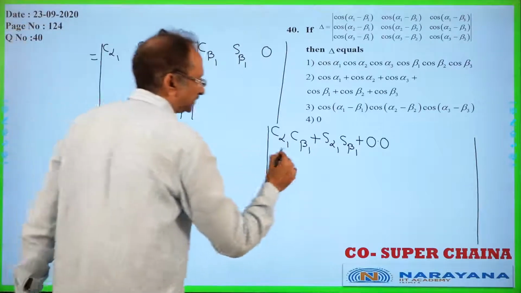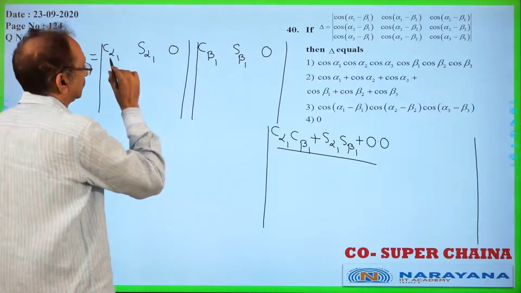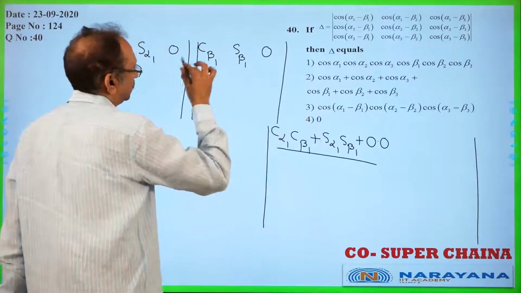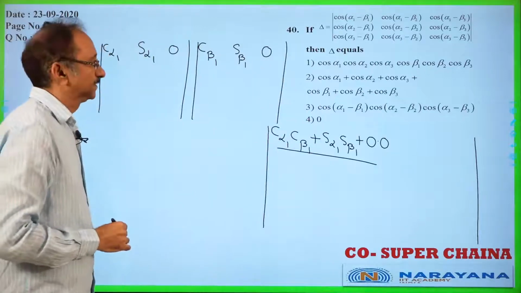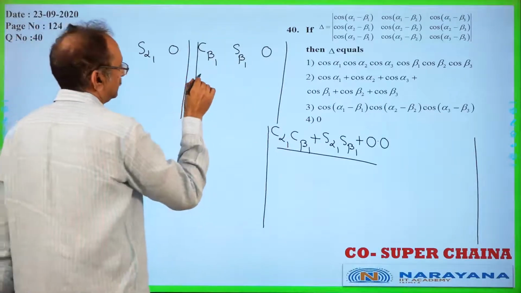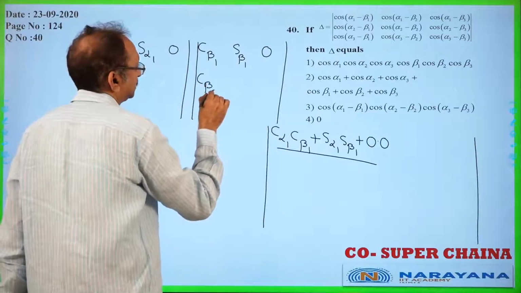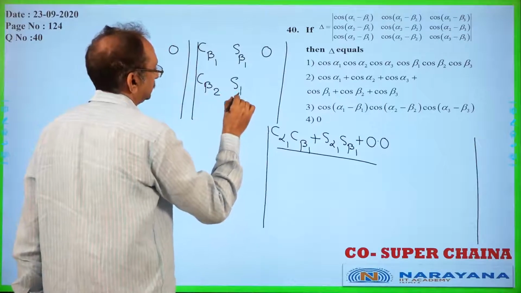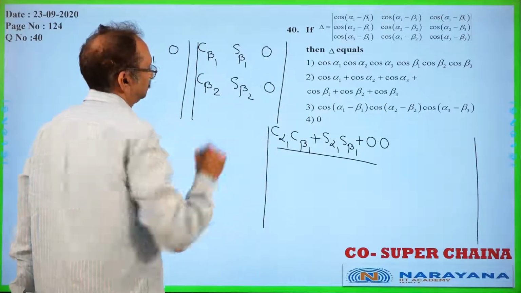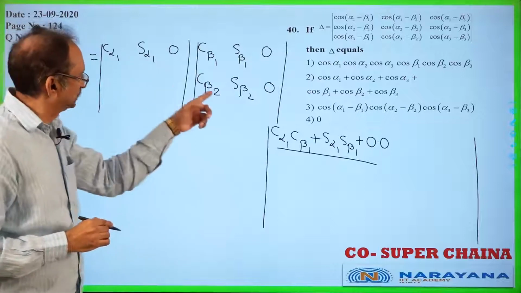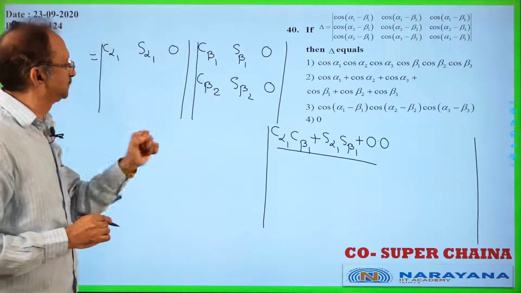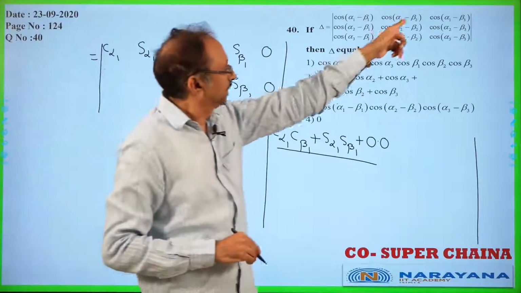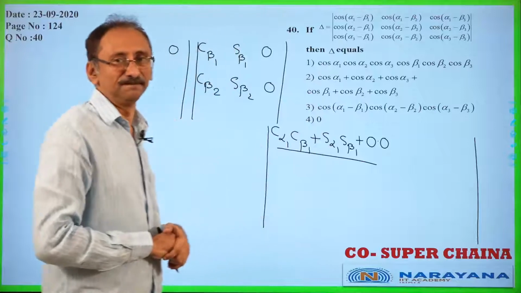See this first element once again. Can I get this from this? Cos alpha 1 cos beta 1 plus sin alpha 1 sin beta 1 plus 0. Yes. And see that second element will be like this. So this is cos beta 2, sin beta 2, 0. And multiply this first row with second row: cos alpha 1 cos beta 2 plus sin alpha 1 sin beta 2 plus 0. That is nothing but cos of alpha 1 minus beta 2.